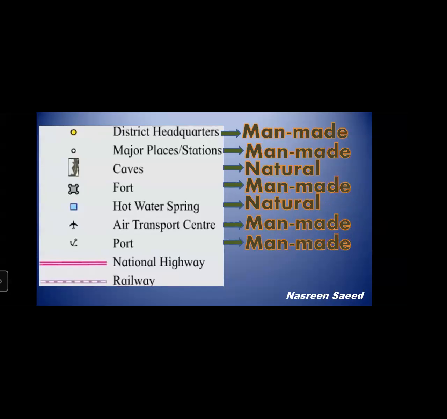Some are natural but very rare. Otherwise, it is made by man. National highway, your roads, they are made by man, man-made. Railways, man-made. So these all are defined as man-made.